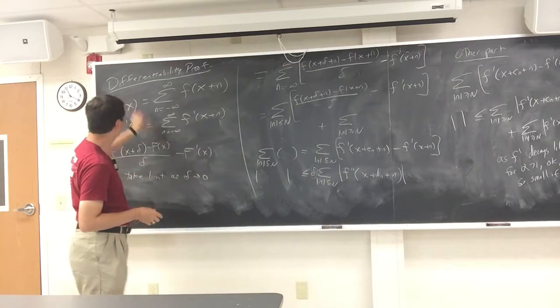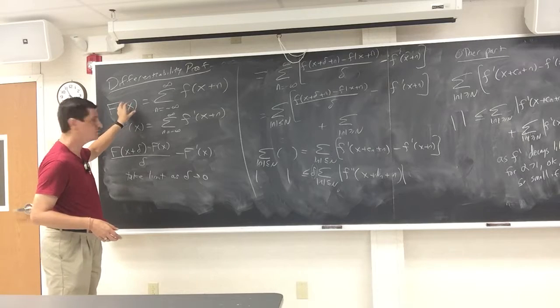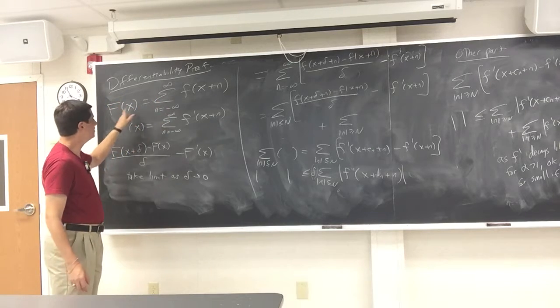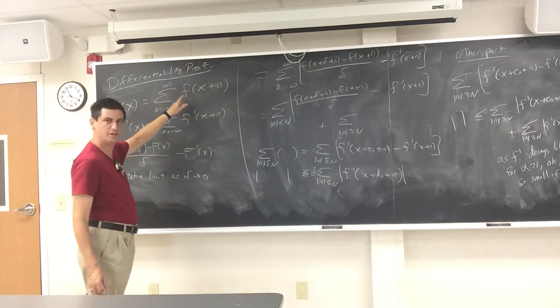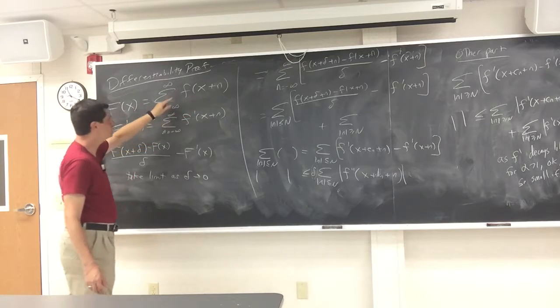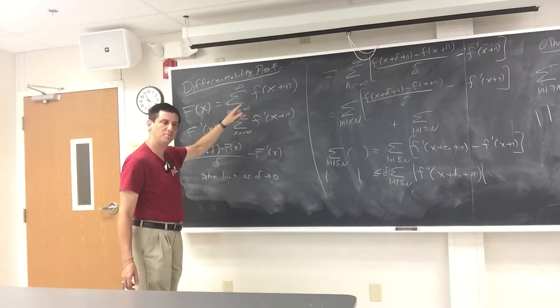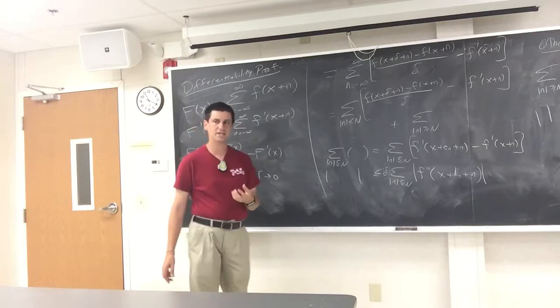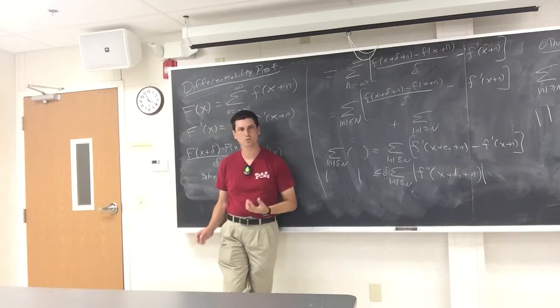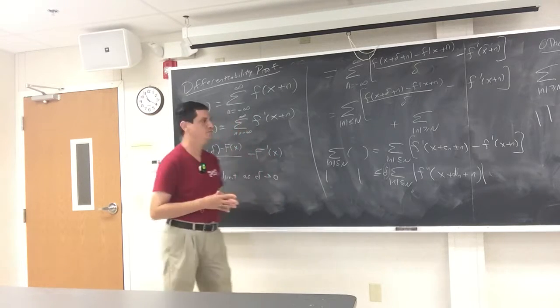Just as a quick recap, we were trying to show that the function big F is differentiable. Big F is defined as the sum from minus infinity to infinity of f of x plus n. We are assuming both f prime and f double prime decay at least as fast as x to the negative alpha for some alpha greater than 1. We need this to make all the different sums in play converge.